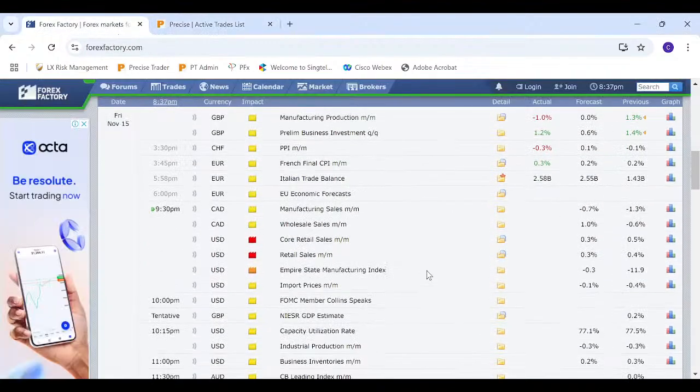Do take note that the key data is going to be out in another 30 minutes. We will be getting core retail sales month on month and US retail sales month on month. Both are expected to be 0.3, and we also have the Empire State Manufacturing Index, with a forecast of negative 0.3. In fact, for the last 2 days the data has come mostly as expected. Even the CPI and the PPI figures came out all as expected.